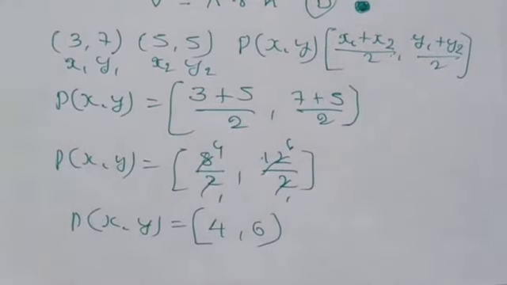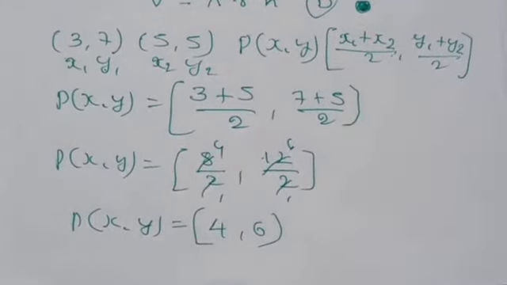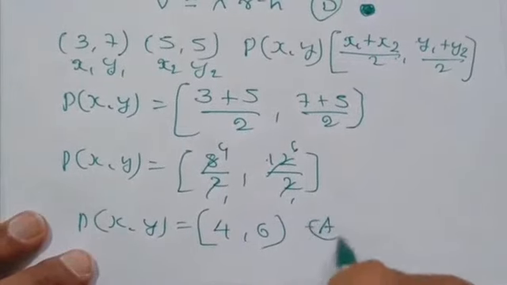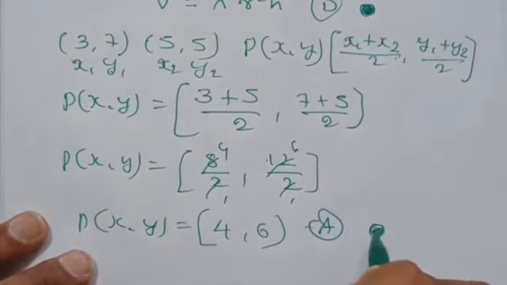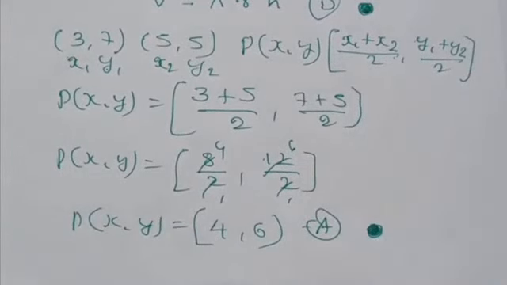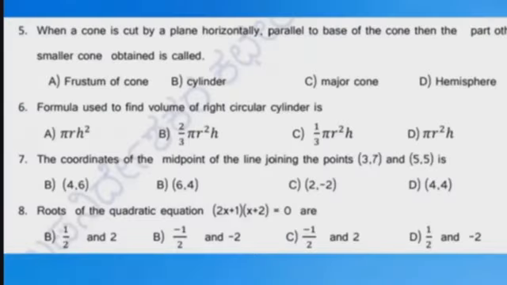So that means which option is right, children? 4, 6. So 4, 6 will be there in which option? Okay, let me check. 4, 6 is there in A option. So therefore the A option is correct. So you need to shade in A option. Okay. Now the last question, I think so. Okay, let me change the page.